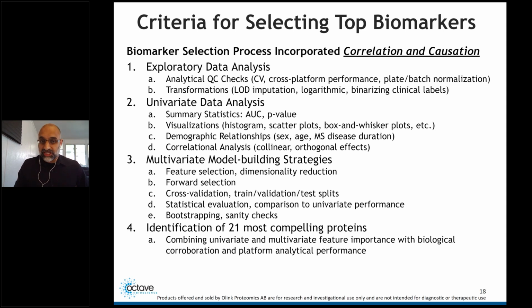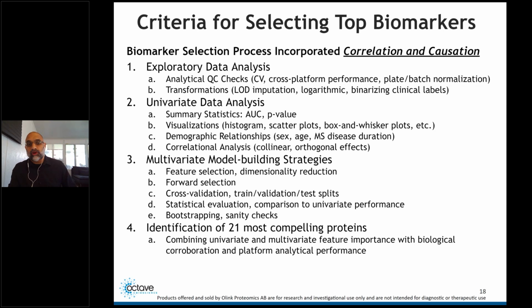We first would conduct exploratory data analysis upon completing a biomarker study. That included analytical QC checks, so looking at accuracy of controls, performance of the assay, precision, and in the case where we had multiple biomarkers on different platforms, we could look at cross-platform performance for consistency and correlation. Also exploring the most appropriate transformations for both the analytical data that we were receiving, as well as the clinical labels that we were using to associate with our biomarker profiles.